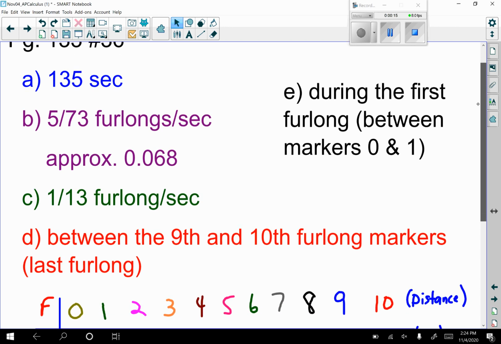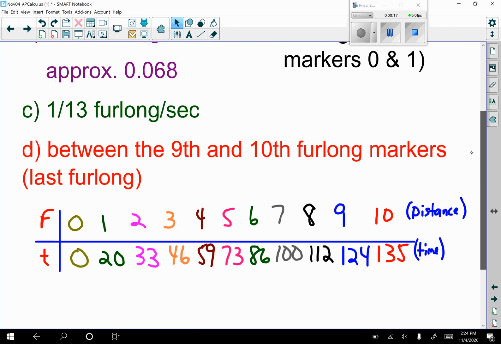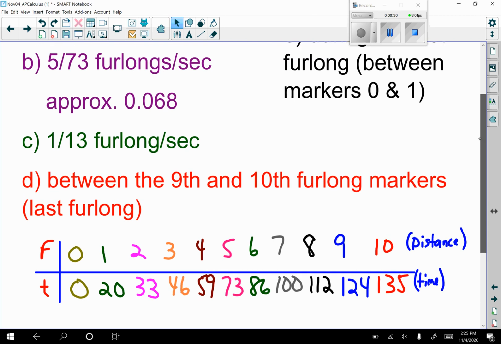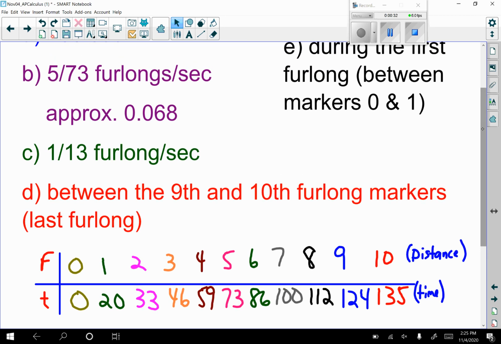So for this problem, we're given a table of values showing distance versus time. Our distance is given in furlongs, and a furlong is 220 yards. It tells us a racehorse is running a 10 furlong race, so that's why we have 10 from 0 to 10 for the furlongs. All right, so question A, how long does it take the horse to finish the race?